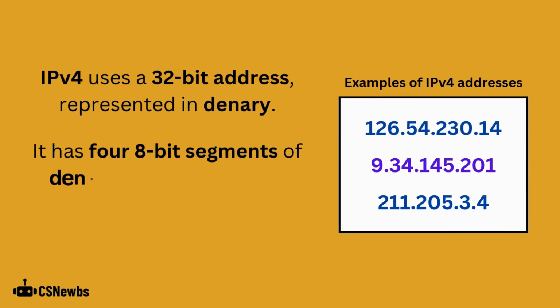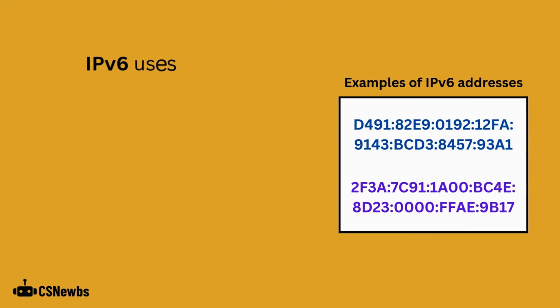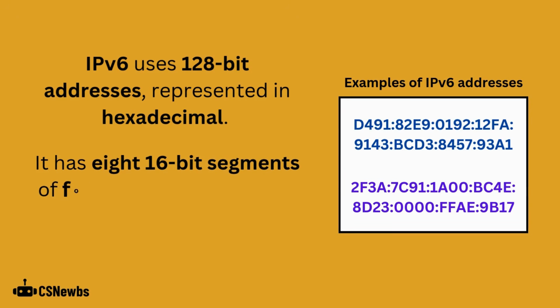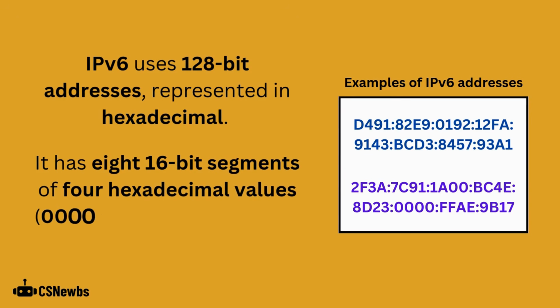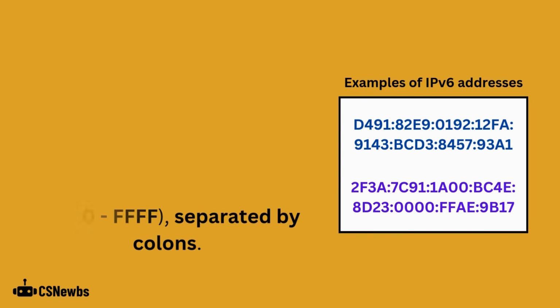It has 4 8-bit segments of denary values, from 0 to 255, separated by full stops. IP version 6 uses 128-bit addresses, represented in hexadecimal. It has 8 16-bit segments of 4 hexadecimal values, from 0000 to FFFF, separated by colons.